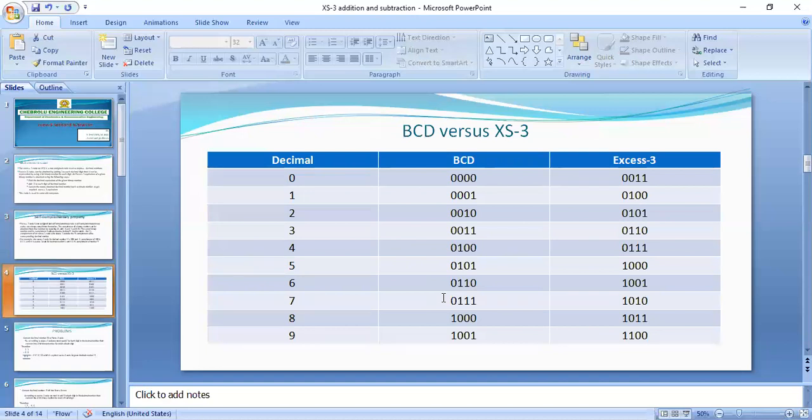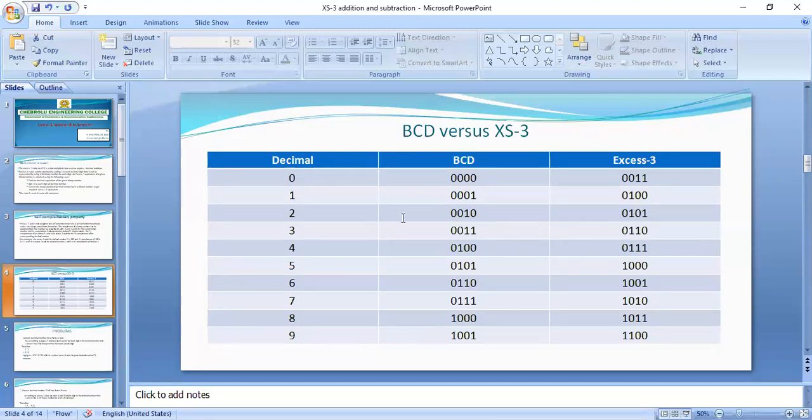And here I'm taking a table to differentiate BCD and XS3. On the left side I'm taking decimal digits from 0 to 9. For 0 to 9, here I'm representing the corresponding BCD numbers. For the same decimal digits 0 to 9, here I'm representing the XS3 code. If you want to represent 10 in BCD, it requires 8 bits. For 0 to 9, we represent BCD in 4 bits only.